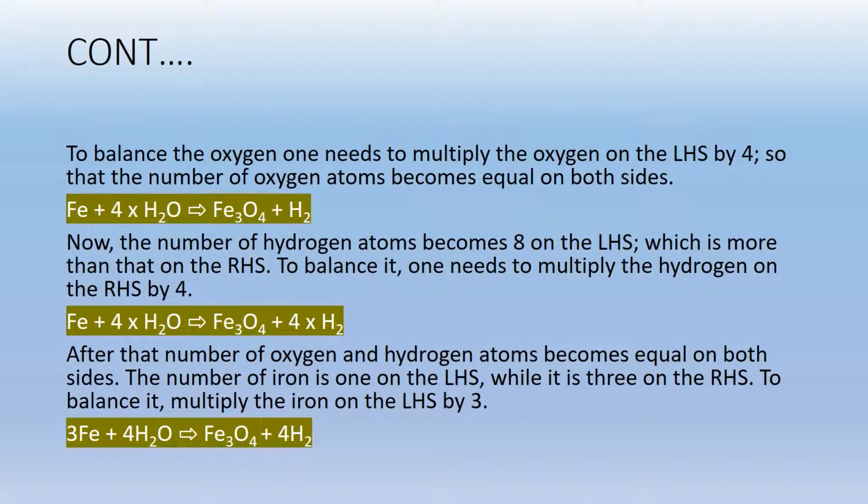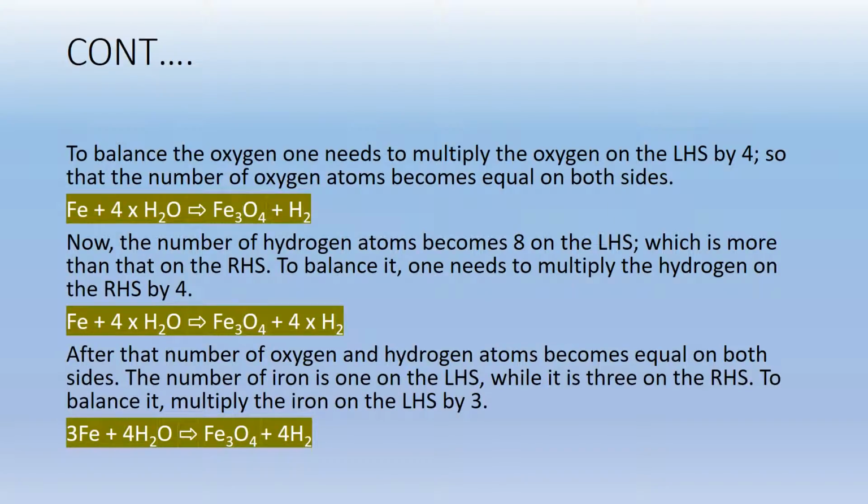Fe + 4 H2O → Fe3O4 + H2. Now, the number of hydrogen atoms becomes 8 on the LHS, which is more than that on the RHS. To balance it, one needs to multiply the hydrogen on the RHS by 4. Fe + 4 H2O → Fe3O4 + 4 H2. After that, the number of oxygen and hydrogen atoms becomes equal on both sides.